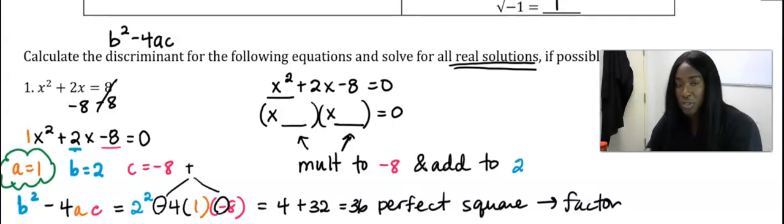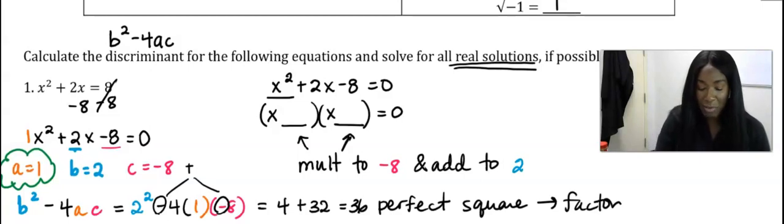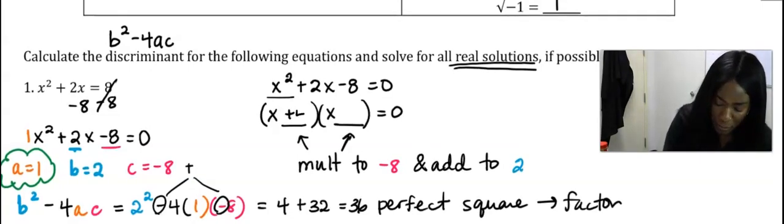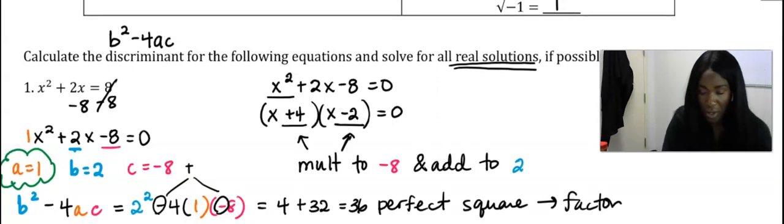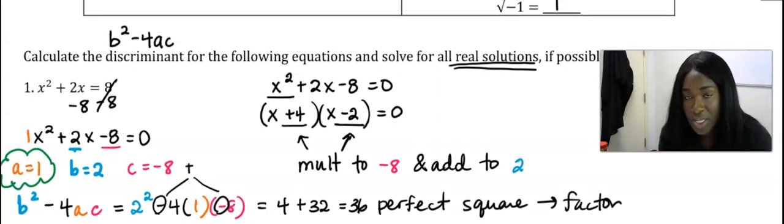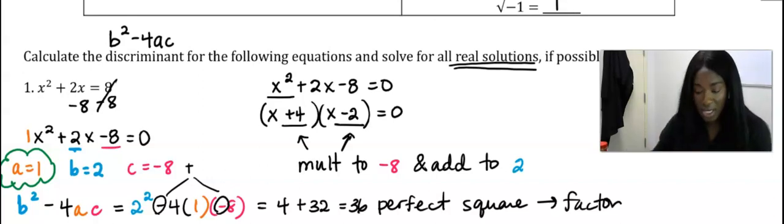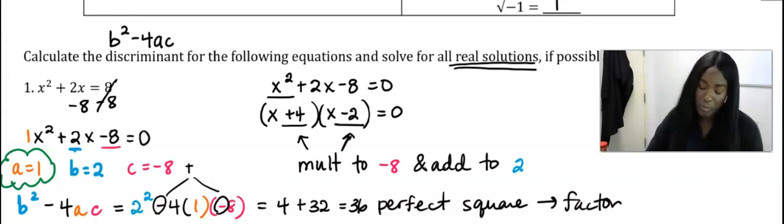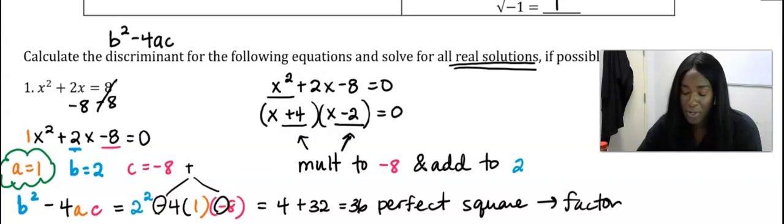So we need two numbers that multiply to negative 8 and add up to a positive 2, and those numbers are a positive 4 and a negative 2. Because positive 4 times negative 2 is negative 8, and positive 4 plus negative 2 is a positive 2. So now we have our equation factored.